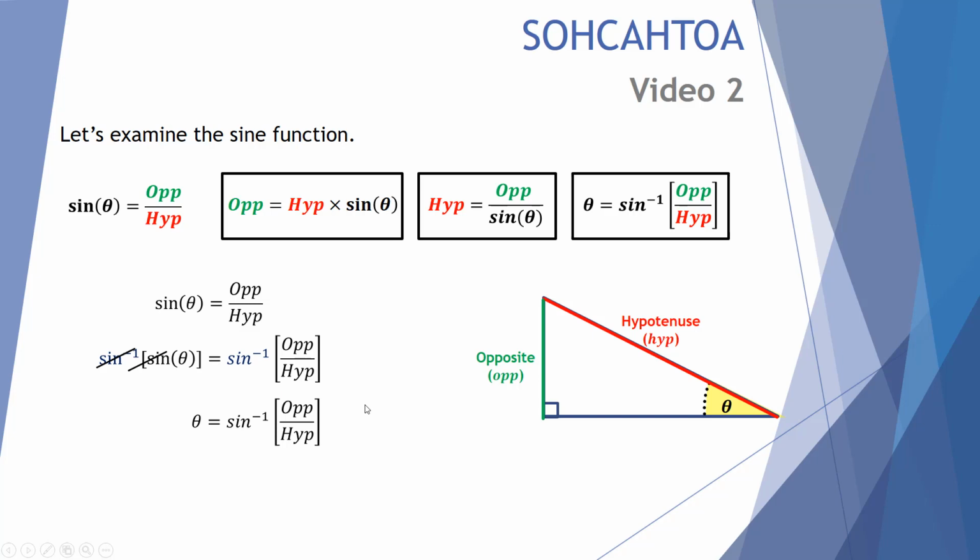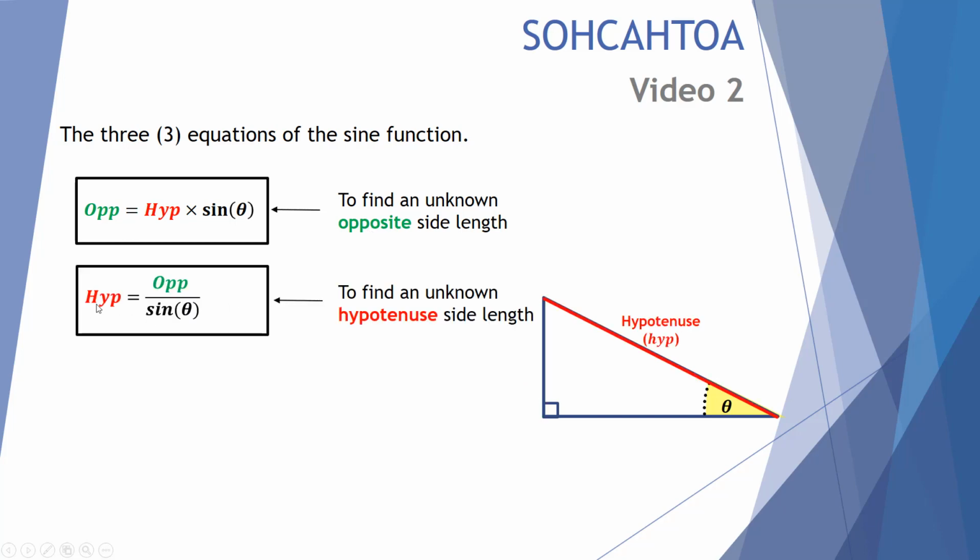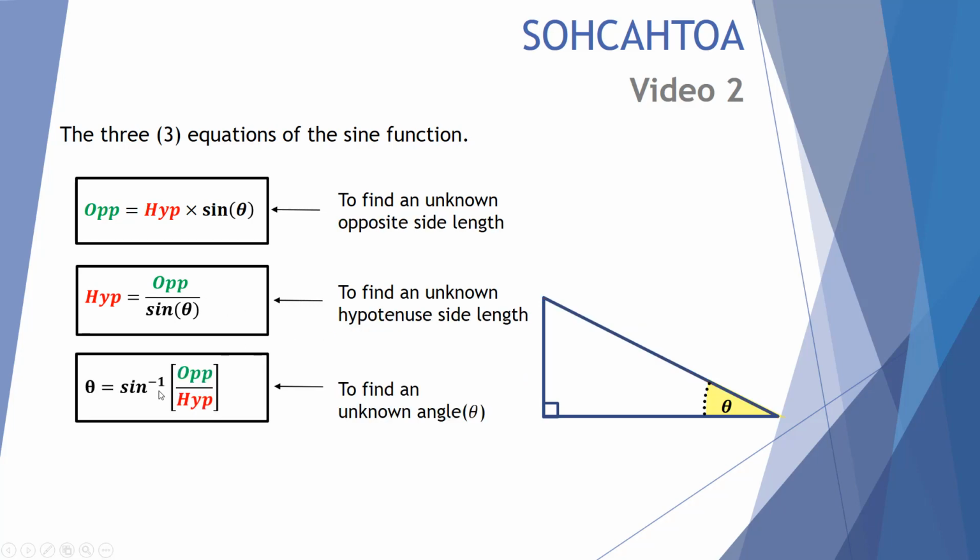Let's now look at our summary. So the opposite equals hypotenuse times sine of theta is used to find the unknown side length. The hypotenuse is equal to opposite over sine theta is used to find the unknown hypotenuse side length. And finally, theta equals inverse sine of opposite over hypotenuse is used to find an unknown angle.